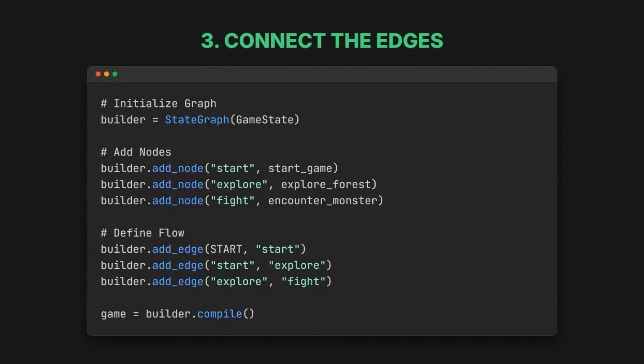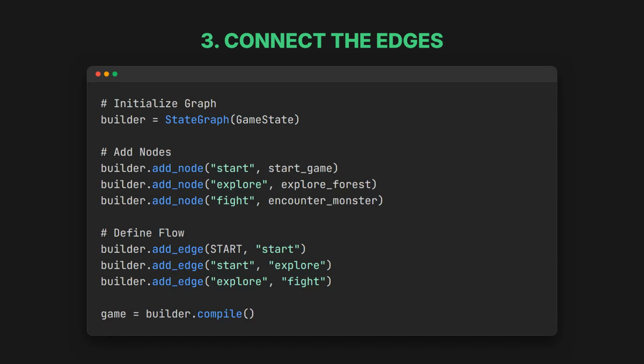Concept 3, the edges. If nodes are the what, edges are the when. They define the control flow. We use the addEdge function to create direct paths. From start, we go to start game. From start game, we move to explore. From explore, we fight. This creates a deterministic path.